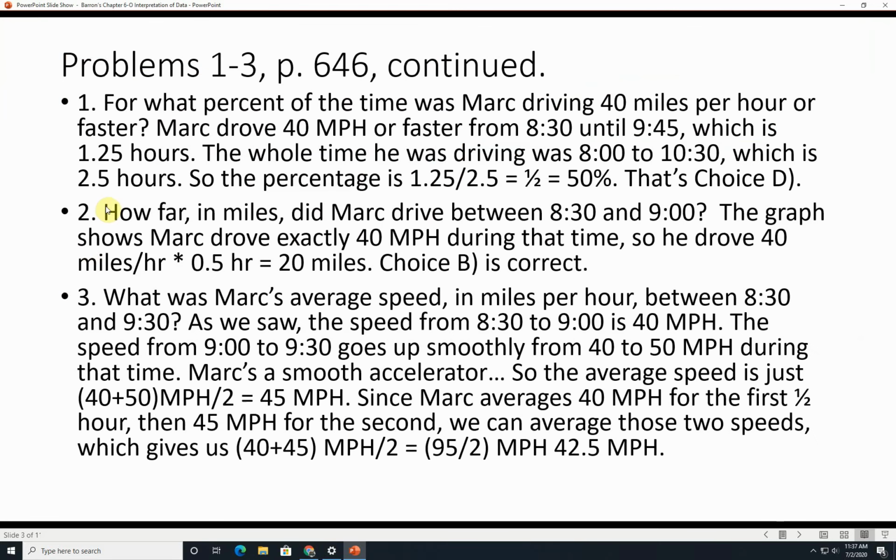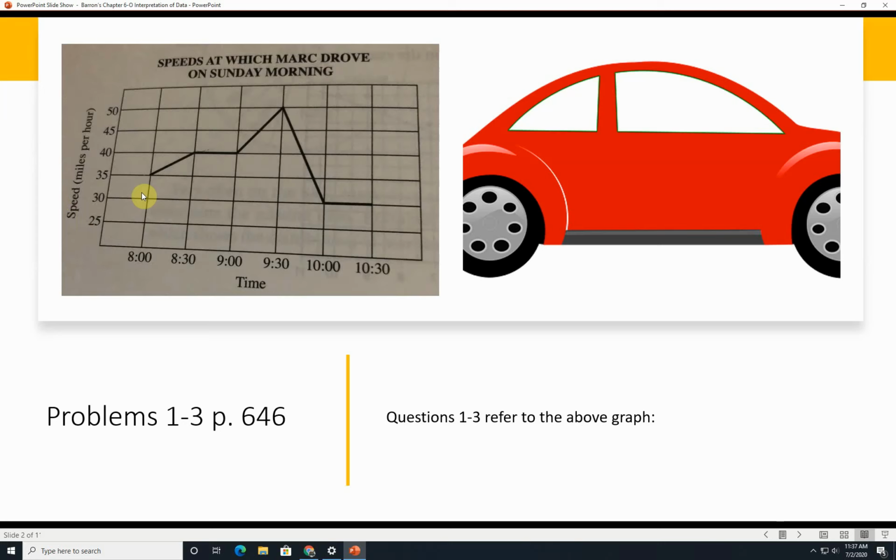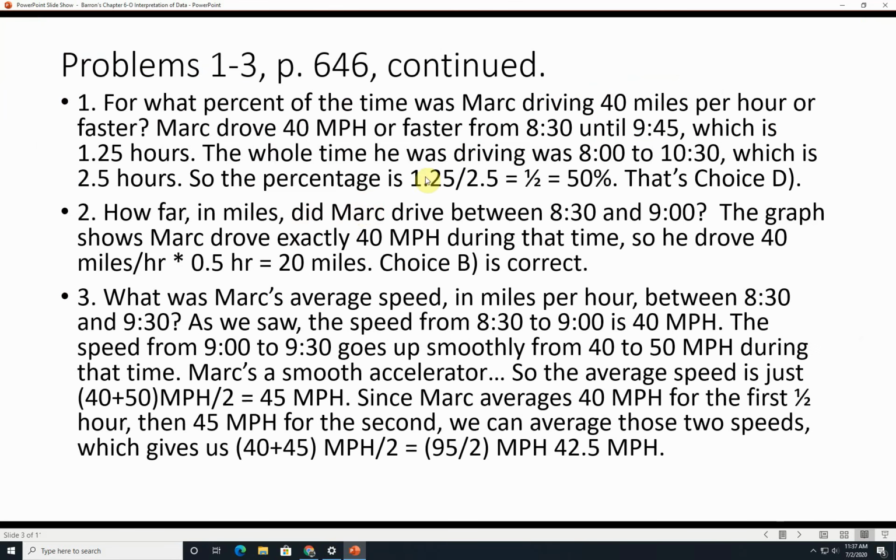hours. All right, the whole time he was driving was from 8 till 10:30, which is, of course, 2.5 hours. So that's 1.25 over 2.5, which I bet you can figure out is 1/2, which, of course, is 50%. If you can't figure this out in your head, use your calculator. And in fact, you should use your calculator on any calculator allowed section on the SAT and on the whole ACT, because you don't want to get a question wrong just because you made an arithmetic mistake in your head or on paper if you're writing on your test.